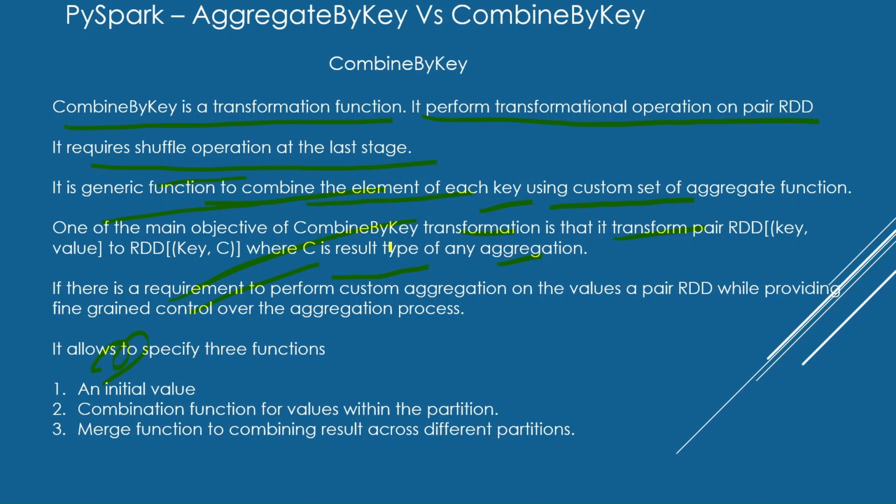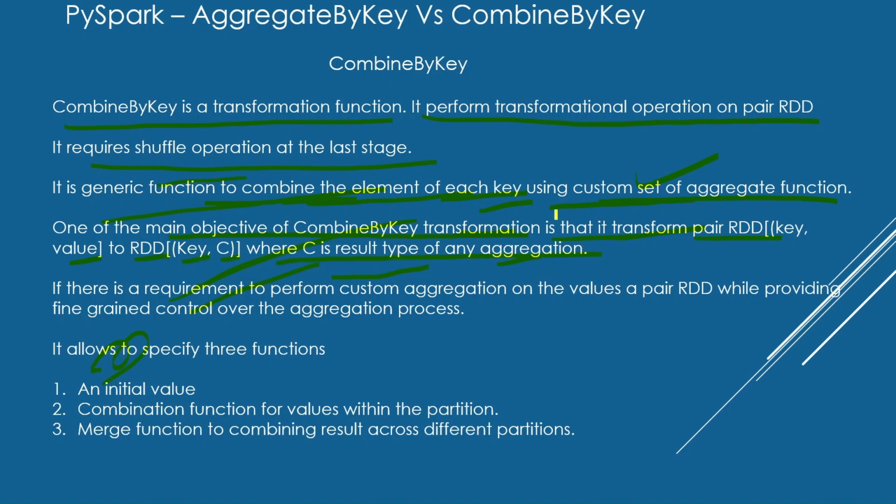So whenever there is a requirement to do a transformation on the key and value pair with a custom aggregate function, we can achieve it with the help of combine by key, because in combine by key we can write a custom aggregate function. One of the main objectives of the combine by key transformation is that it transforms the pair RDD, which is present in key and value pairs, to an RDD in the form of key and C. C will be the result of any aggregation.